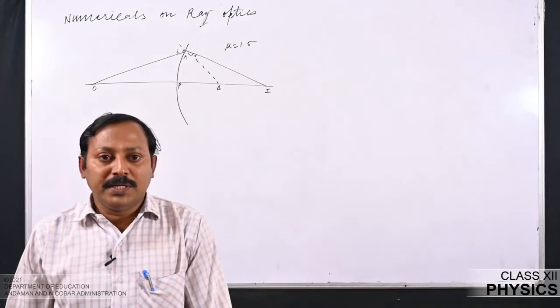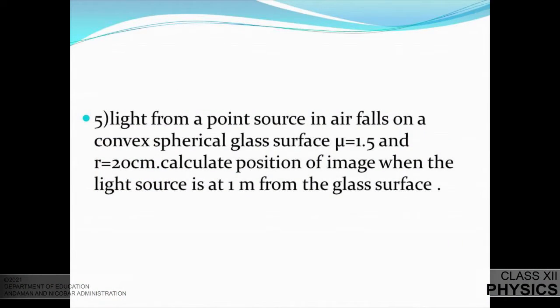We have a next numerical here. Light from a point source in air falls on a convex spherical glass surface of refractive index mu is equal to 1.5 and radius r is equal to 20 centimeter. Calculate position of image when the light source is at 1 meter from the glass surface.